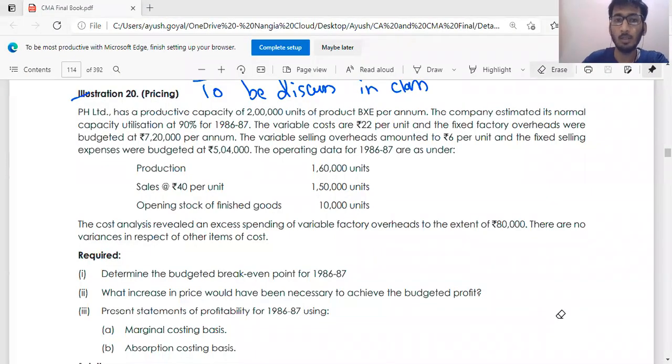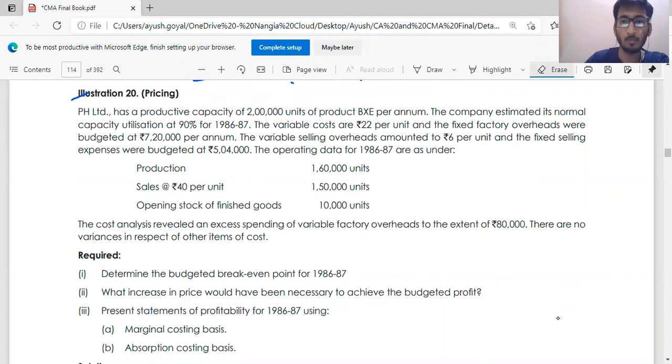So let's see question number 20. PS Limited has a productive capacity of 2 lakh units of product per annum. The company estimates its normal capacity utilization at 90% for 1986-87. The variable costs are 22 per unit, and the fixed factory overhead was budgeted at 7,20,000 per annum. Variable selling overhead amounted to 6 rupees per unit, and selling fixed expenses were budgeted at 5,04,000.